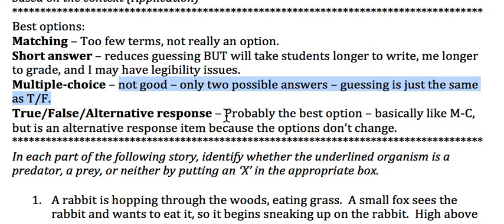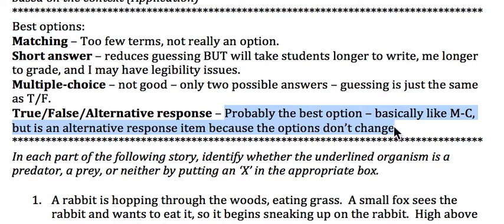And then true, false, alternative response, probably the best option, actually. Basically like multiple choice, but again, as an alternative response, the options don't change. Now, one of the rules for actually endorsing true and false as a viable option is when you have a lot of items to go through, because they are so fast.